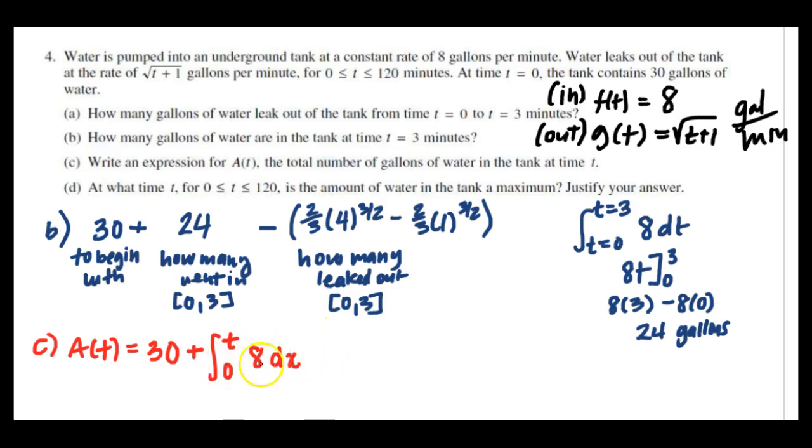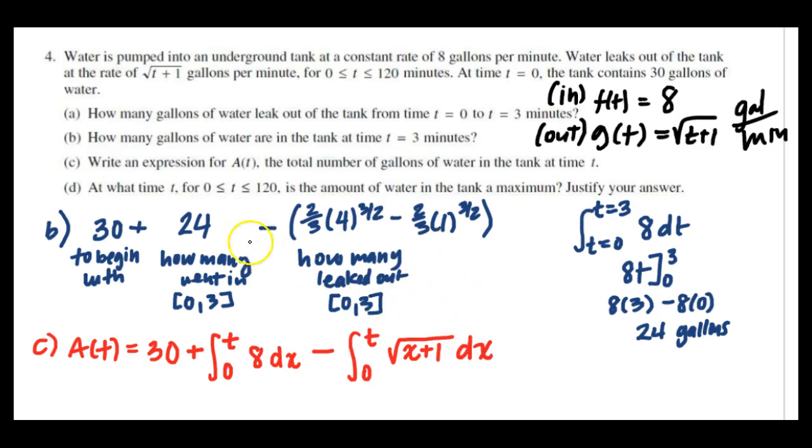So this is how much water came in between 0 and t, and I need to subtract how much water fell out between 0 and t. So the leaking out function is this function here, g of t, which is radical t plus 1. Again, I don't want to put in that variable t, because that variable t corresponds to this A of t function that we're trying to write. So I'm going to call the dummy variable here x: radical x plus 1 dx.